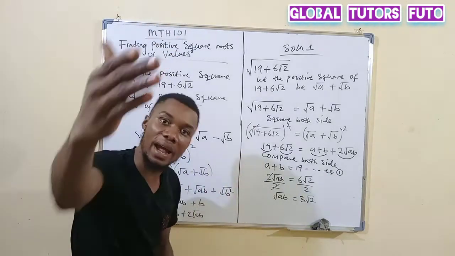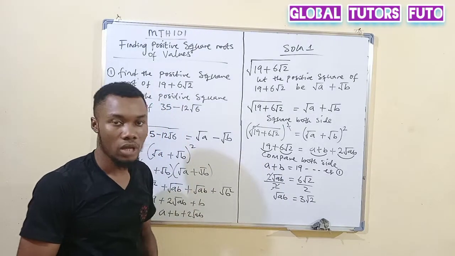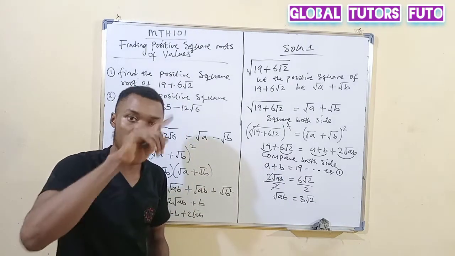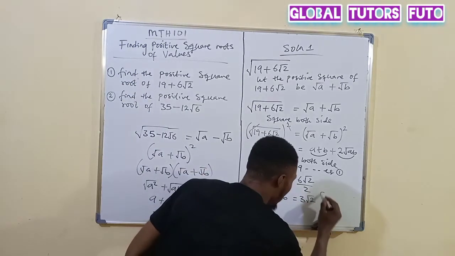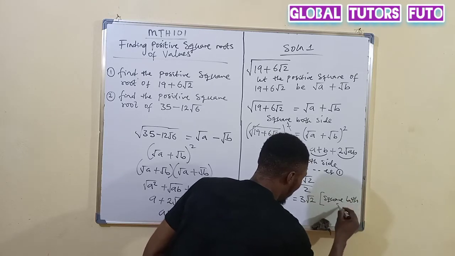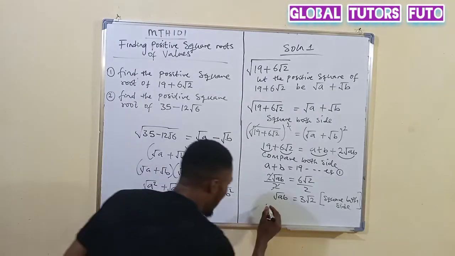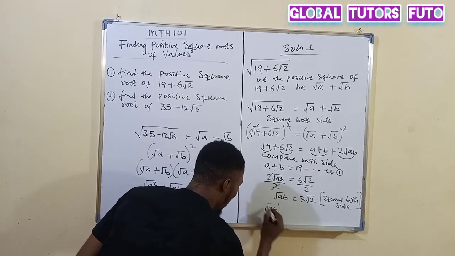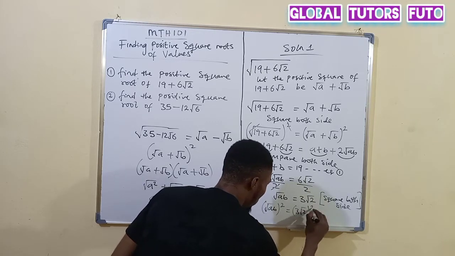So with your church mind, how can we eliminate this root? How can we eliminate a square root? For me to eliminate square root, I will square both sides. So here I'm squaring both sides. So if I square both sides, I'm going to have root ab raised to power 2 is equal to 3 root 2 raised to power 2.